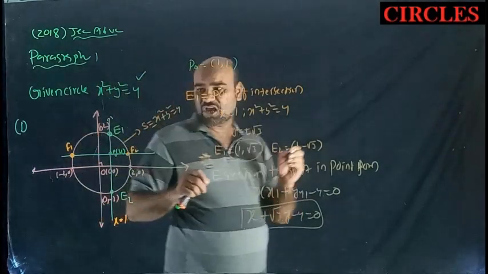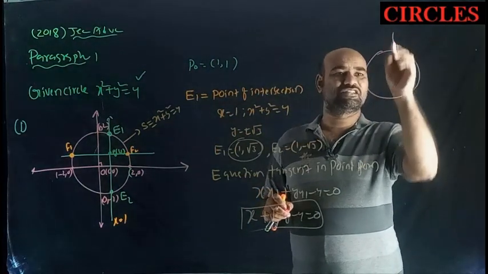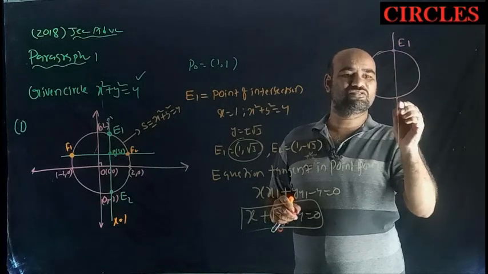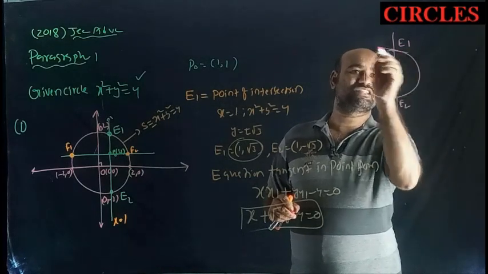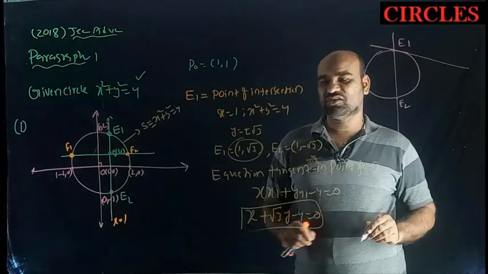Okay, so I will draw the diagram here again. This is E1, this is E2. Through E1 a tangent is drawn. Its equation is x plus root 3 y minus 4 equal to 0.